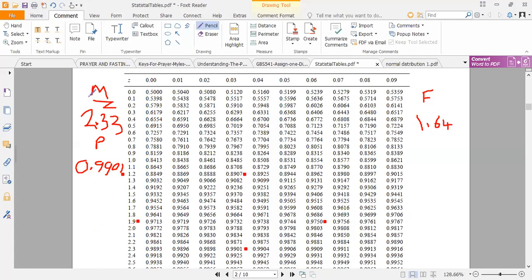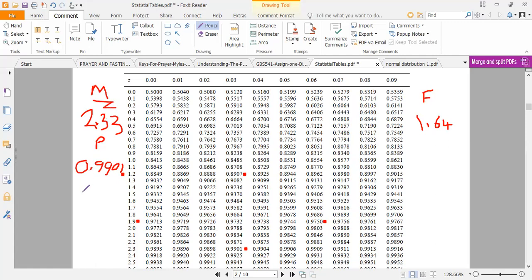Then we also need to understand the opposite. If 0.9901 is a probability, the opposite, going backwards, is a Z. So if I ask you for the probability of 0.9901, what is the Z? It is 2.33. Sometimes you may not even be given the exact one. You'll be given 0.9900. This one is also the closest. It is still giving you 2.33.